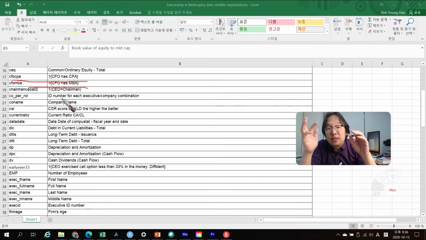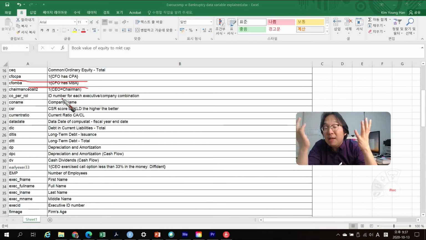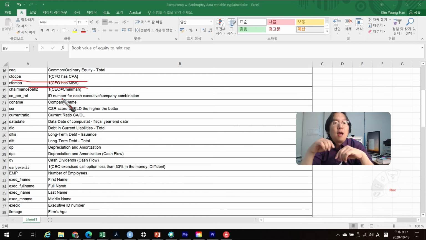Remember this one: the compensation is CEO pay, but I have merged it with the CFO's CPA or MBA. Why? The CFO's financial expertise may matter sometimes. That's why I was interested in it. Does it have any prediction for bankruptcy or anything? That's something you can explore. I don't know. It may, it may not. What's your story over there? Tell me.